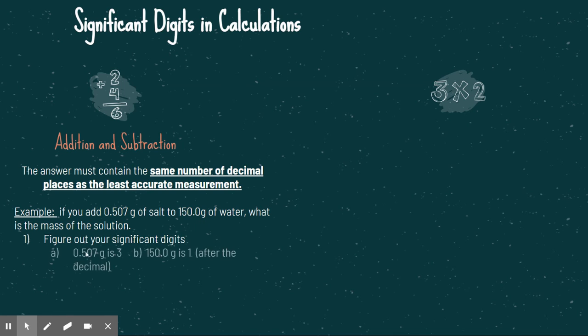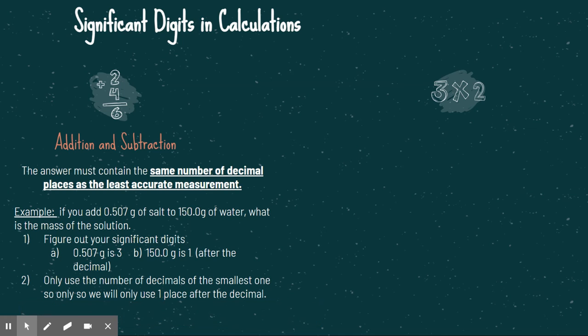So again, figure out your significant digits. There's 1, 2, 3 in this one, because remember, we're going to count this 0, but we're not counting this 0. 150.0, because there is a decimal and these 2 zeros are trailing. There's a decimal, I count them, but I'm only counting the 1 at the end. So I'm only looking for after the decimal. Then I'm only going to use the number of decimal places that my smallest one has. So I said 0.0 is 1, so I'm going to use that. So I'm going to add these all together.